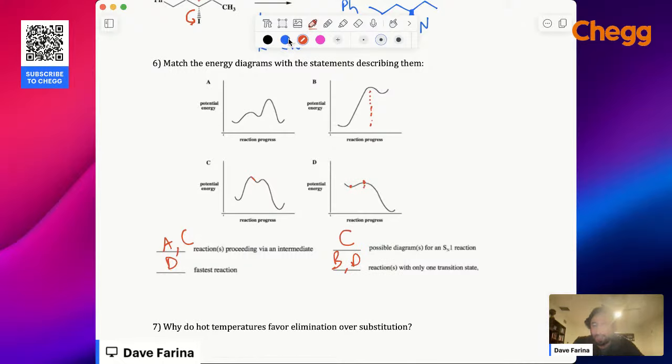These guys have two transition states. Transition state 1, transition state 2. Transition state 1, transition state 2. These guys have one transition state, the top of the hill. That is the transition state. Okay, let's see if I missed anything.